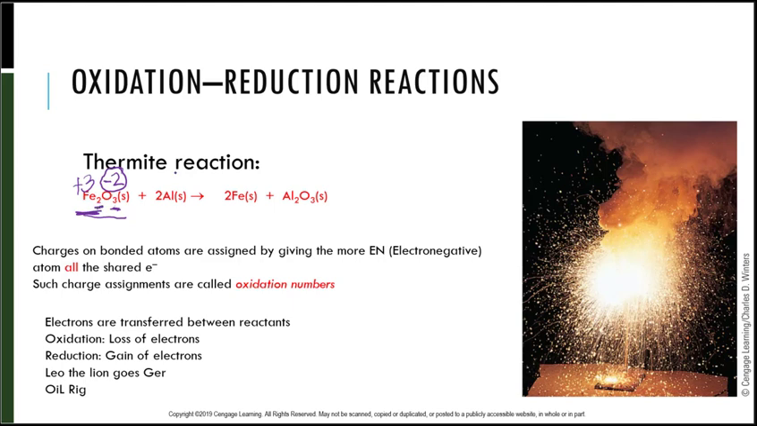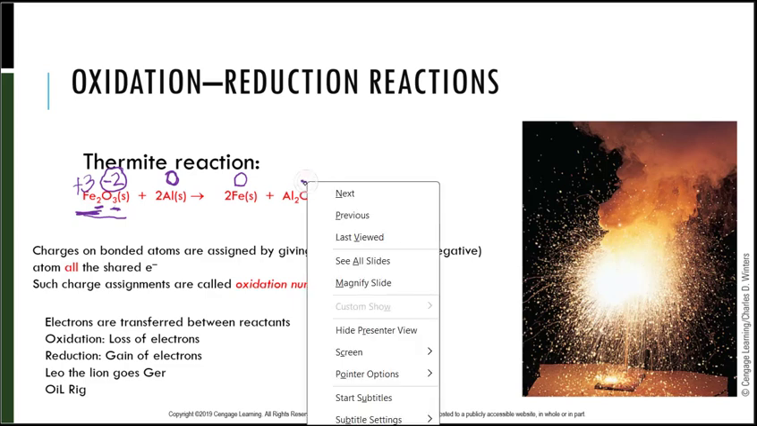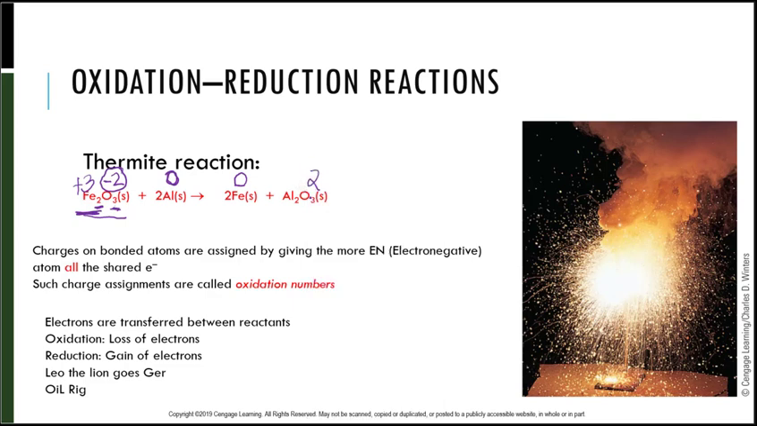And then remember the rule that said all elements by themselves have an oxidation number of 0. And then we look over on the right side of the equation. Iron is by itself. It has an oxidation number of 0. And then we have aluminum oxide. Again, oxygen is always negative 2. So therefore, aluminum must be plus 3.